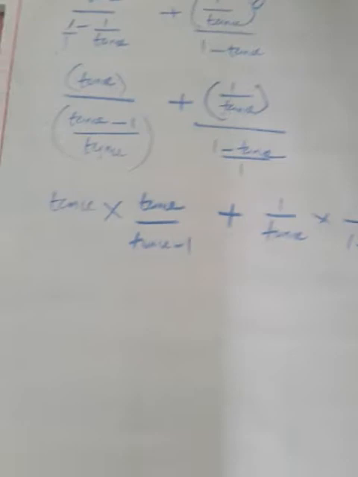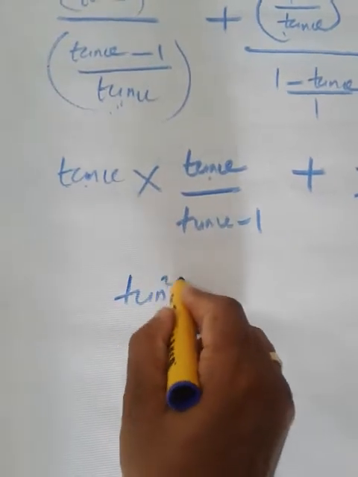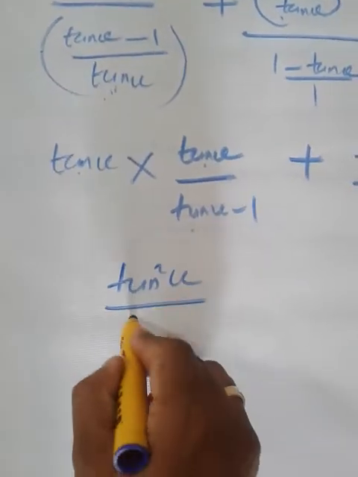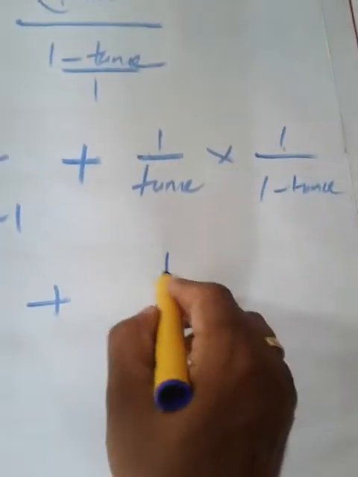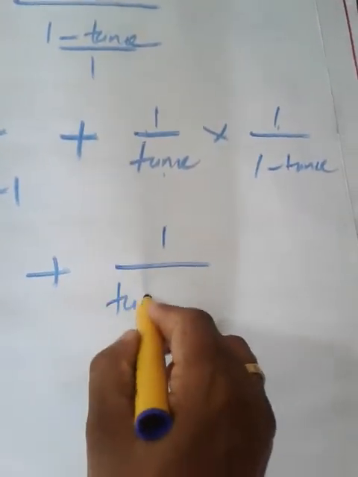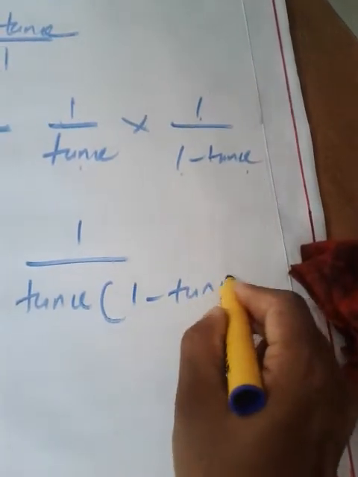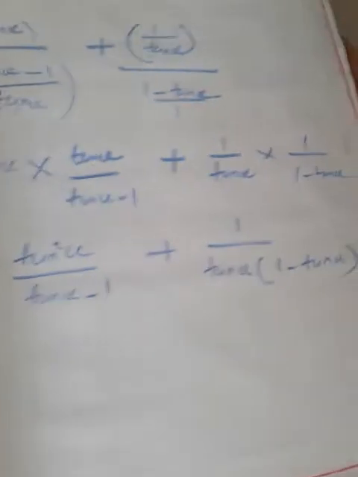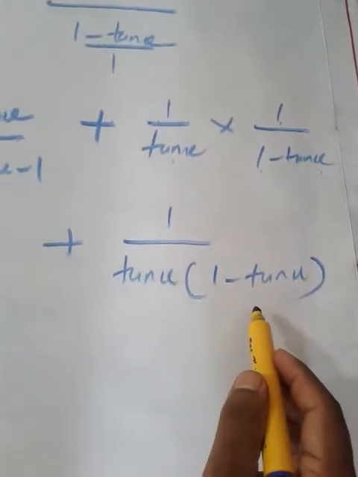I hope you understood. And now we just see, what is tan theta into tan theta? Tan square theta by tan theta minus 1, plus what is 1 into 1? 1 by, this is tan theta into this is 1 minus tan theta. 1 into 1 is 1. Tan theta into 1 minus tan theta is tan theta into 1 minus tan theta as it is.